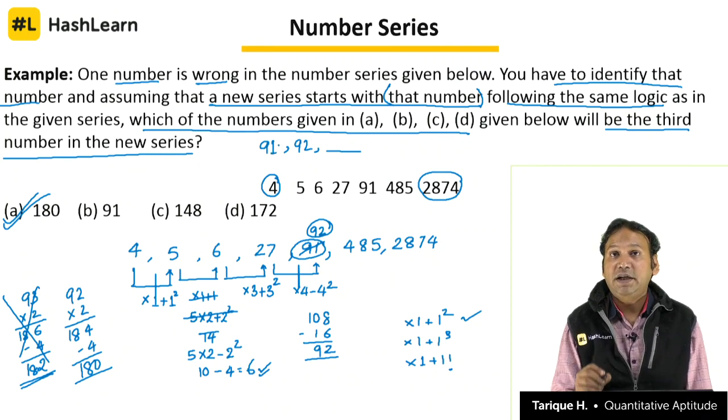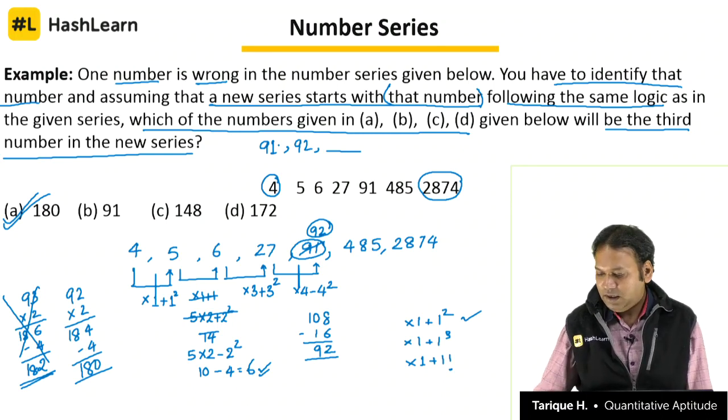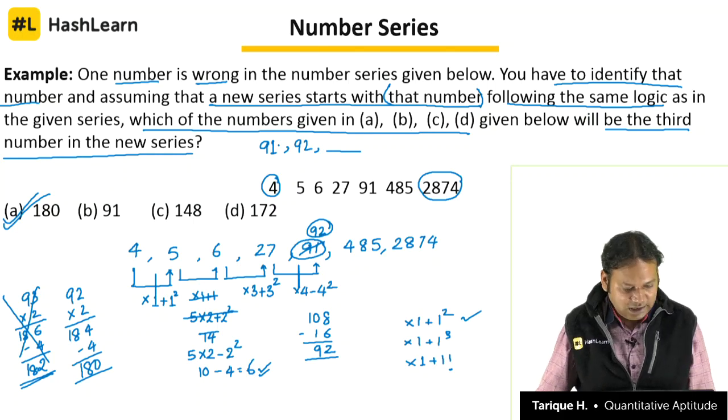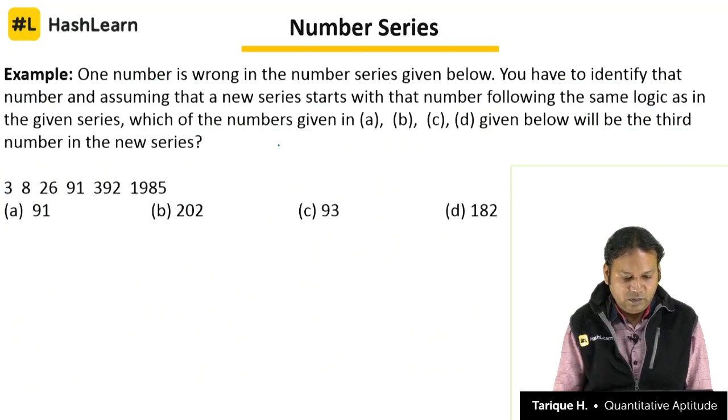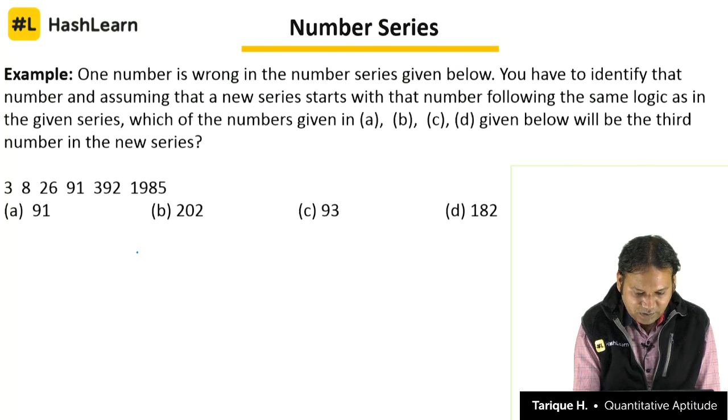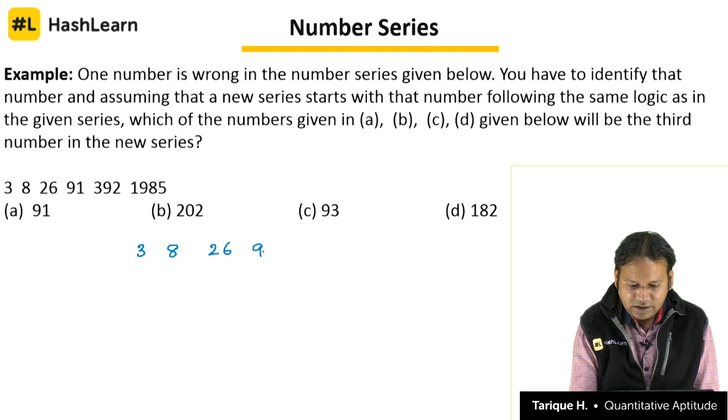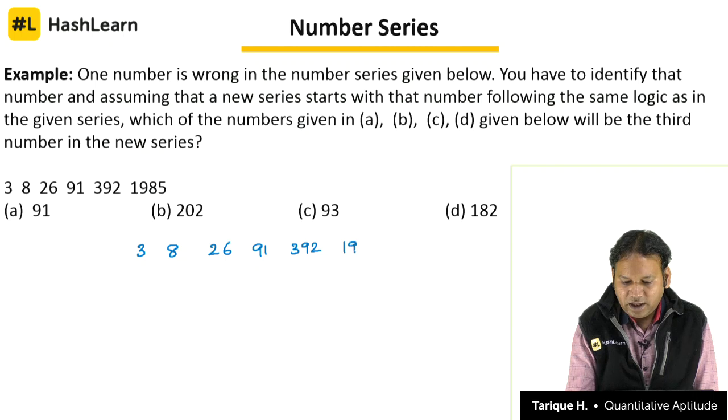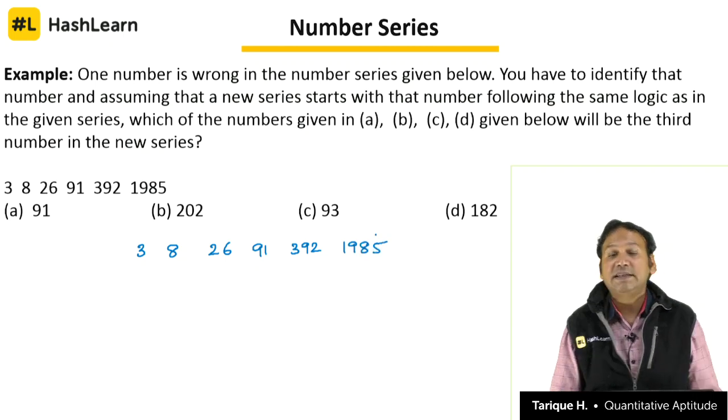Start the series with the wrong number and then find out which number will be the third number in the given series. So let's now take the next question and see what we can do with this number. So we have 3, 8, 26, 91, 392, 1985.